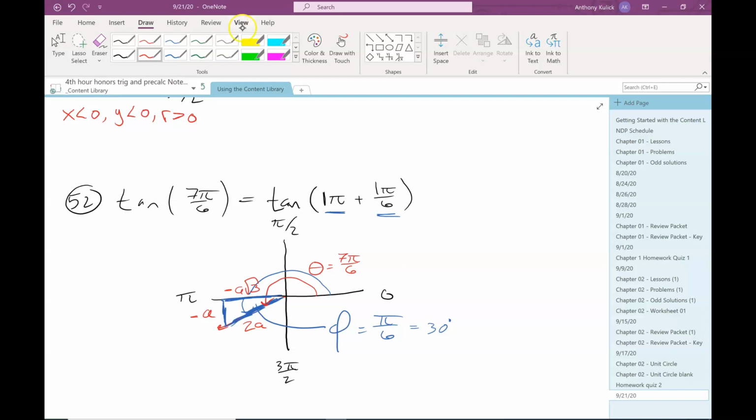Okay. So then I know that tangent is opposite over adjacent. So that's negative a over negative a root 3, which really reduces down to 1 over root 3. And when we rationalize the denominator, that's root 3 over 3.